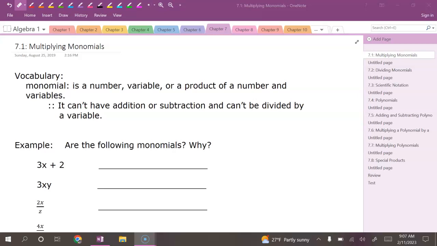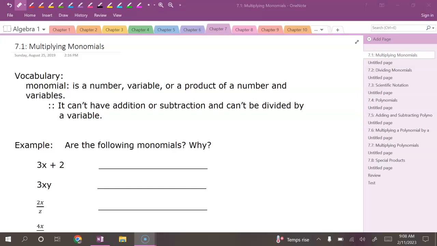Now, we've actually talked about monomials before. It's been a while, but we did discuss these briefly back in Chapter 2 when we were going over what makes something look like a monomial versus not a monomial. When we're talking about monomials, you have that word mono in it, M-O-N-O, and that means one. So we're talking about something that's singular by itself. So a monomial could be a number, a variable, or a product of a number and variables.